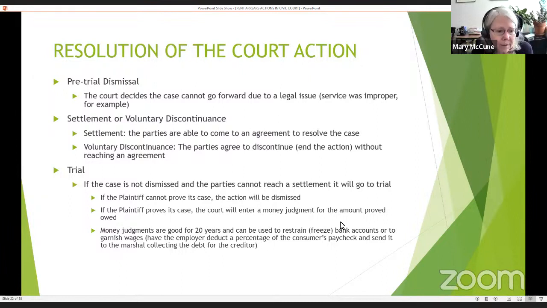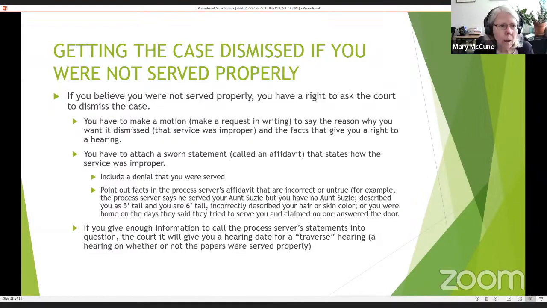So obviously money judgments, that's a hard thing to have hanging over you for 20 years. And they also earn interest. So right now the judgment interest rate should be 2%, but it still adds up over time. So let's go over those different possibilities.